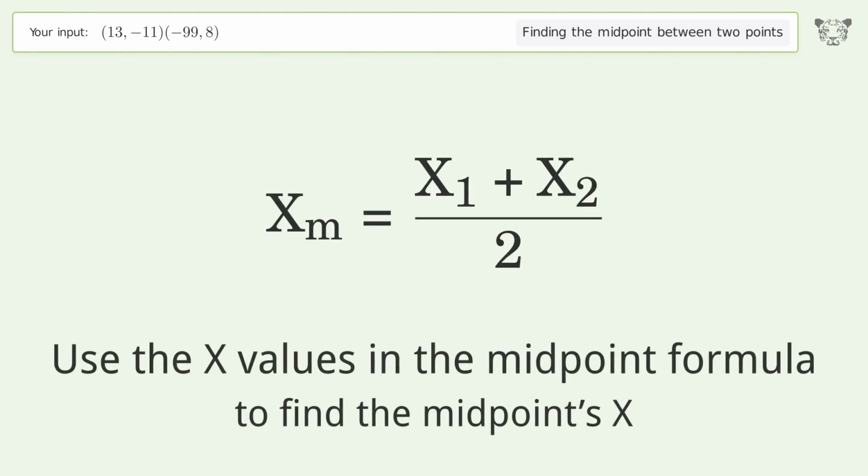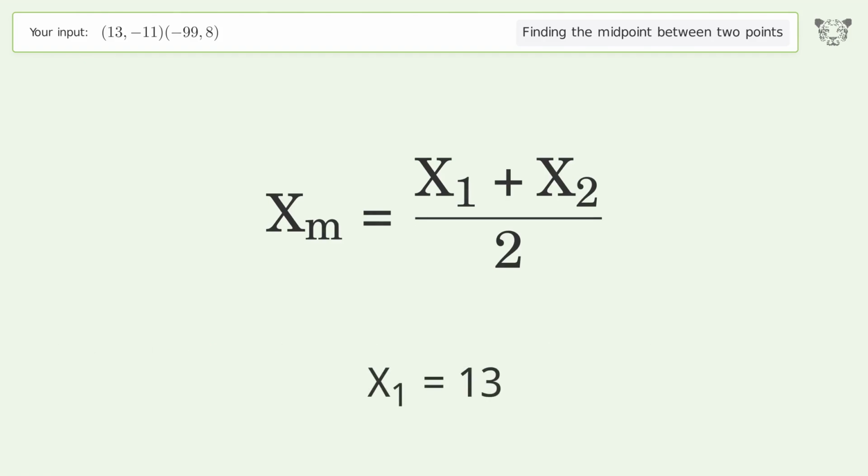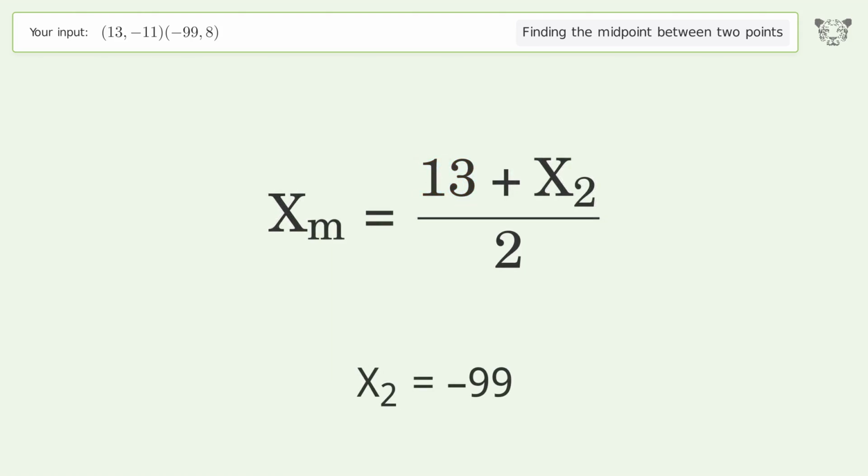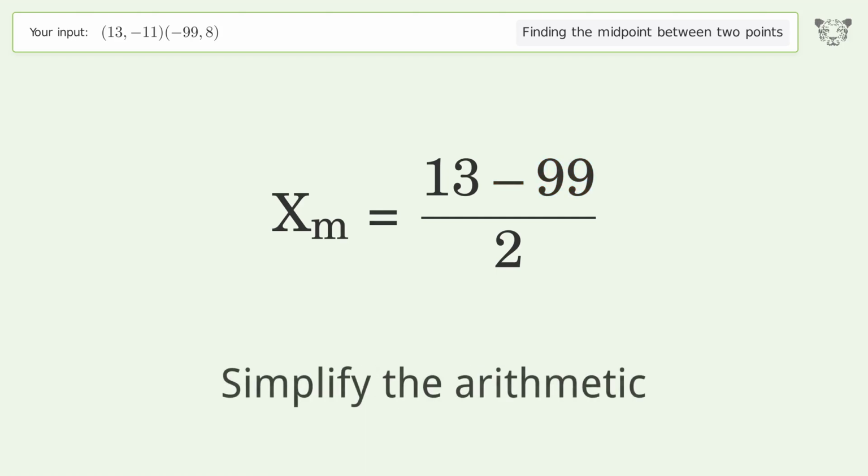Use the x values in the midpoint formula to find the midpoint's x. x1 equals 13. x2 equals -99. Simplify the arithmetic.